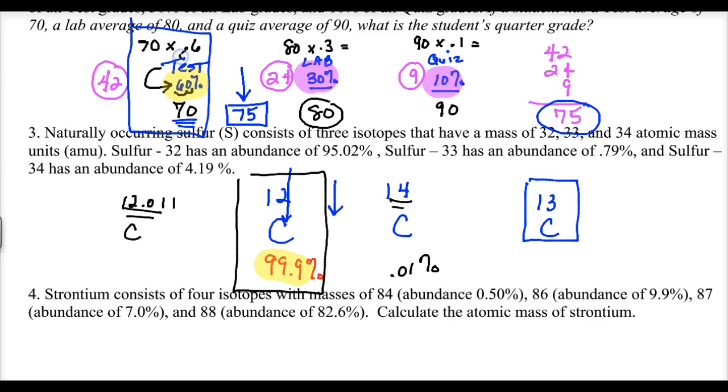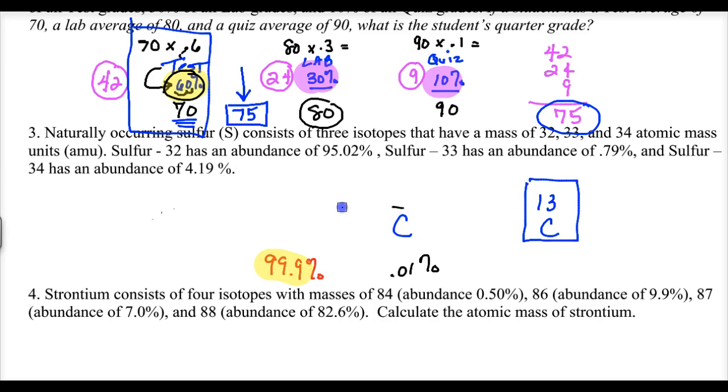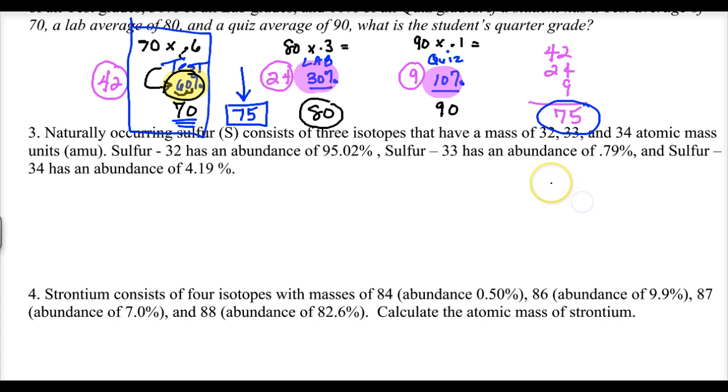Remember, our test grade, which had the highest weight, it made sense that your overall average was closer to the test grade than the others because it had the greatest weight. So this is how we do things, guys. We look at the relative abundances in nature. We look at these percentages, and that's how we figure out the isotopic mass, the average.